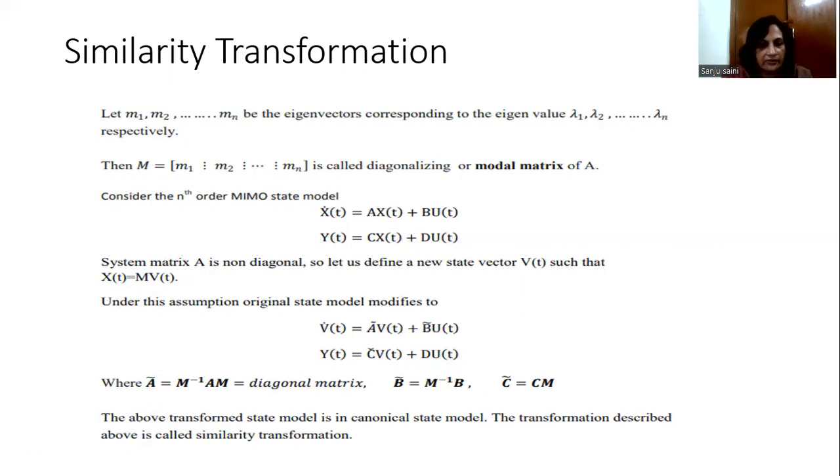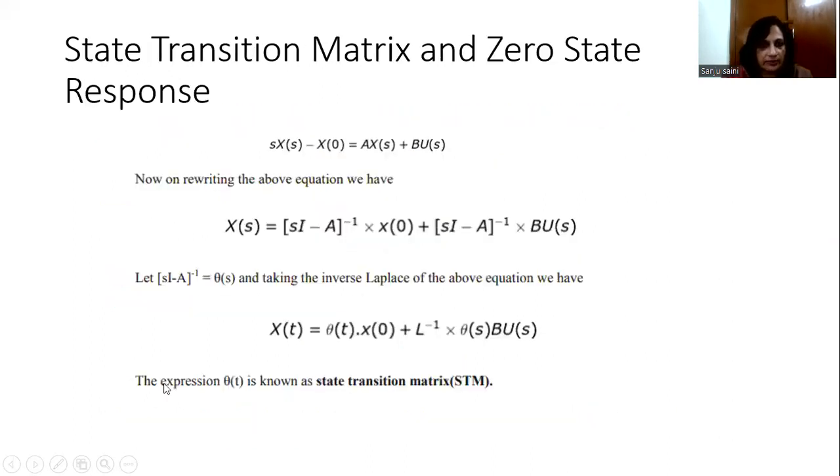So similarity transformation is a transformation that changes the matrix A into a diagonal matrix, so as to get the ease to analyze the state variable model of the system. So this is the similarity transformation. Then the state transition matrix and the zero state response.